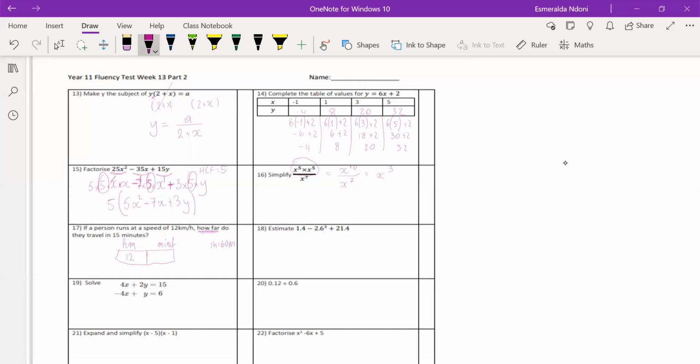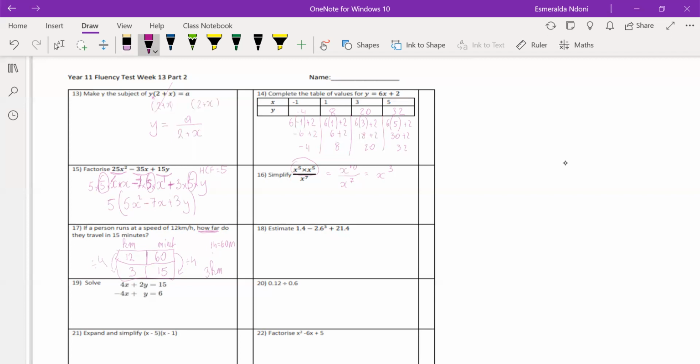12 kilometers in 1 hour, and it's asking us for 15 minutes. This box here, 15 minutes. So we need to find the distance. Your connection is upside down. How many 15s into 60? Well, that's 4. So we do the same to the other side. 12 divided by 4 is a 3. So your answer is 3 kilometers. We don't have per hour because it's distance, how far. So the person traveled 3 kilometers.